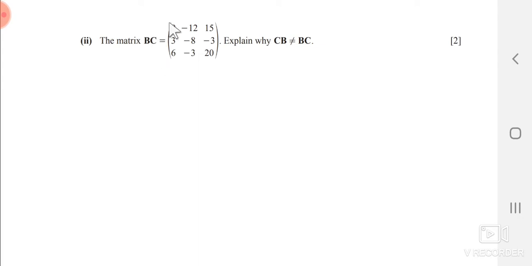And now BC is there, and CB. He's saying that CB is not equal to BC. First of all, you must know that the number of columns of the first matrix must be equal to the number of rows of the second, such that their multiplication becomes possible. And now if their orders are not the same, you cannot say that their product would be the same. And secondly, it is not usual in multiplication of matrices, because products are not commutative, right?